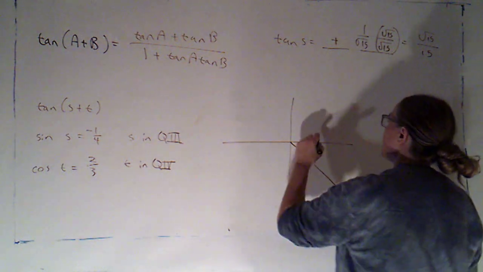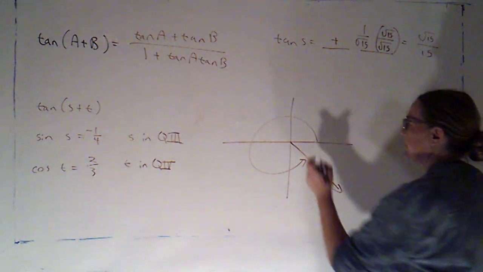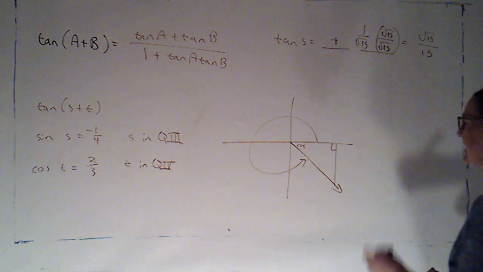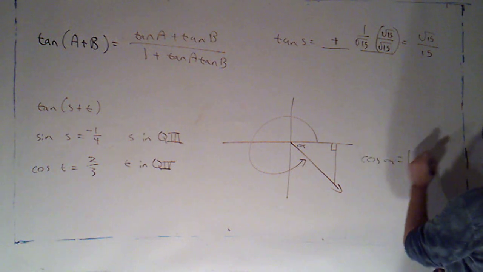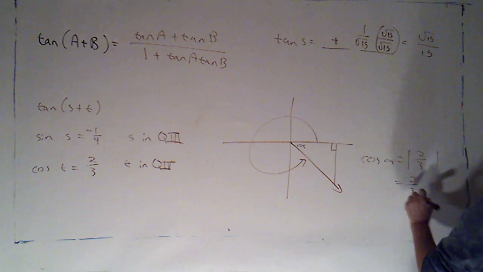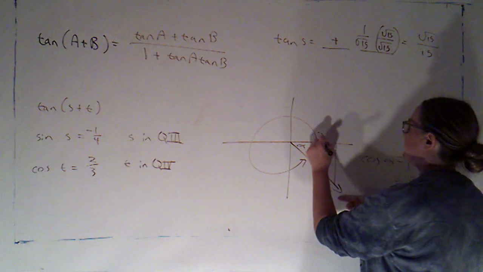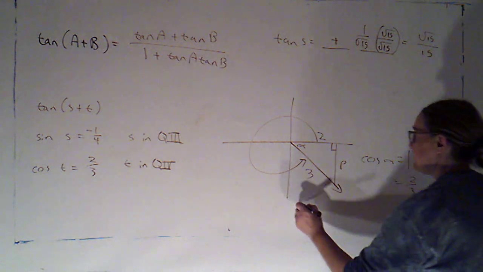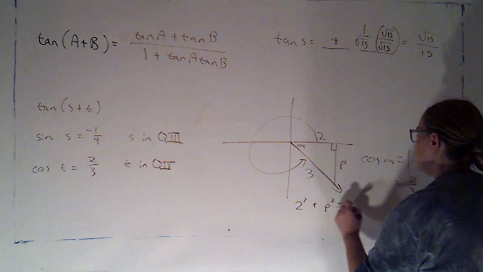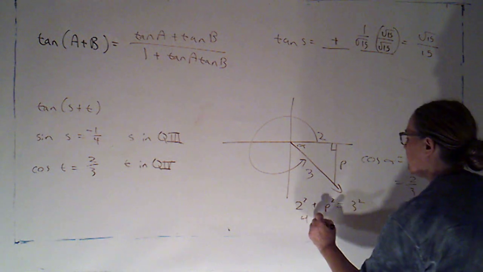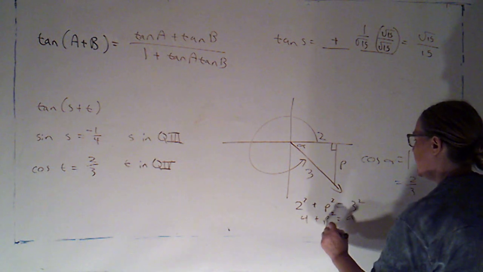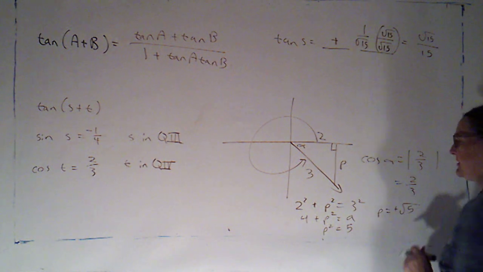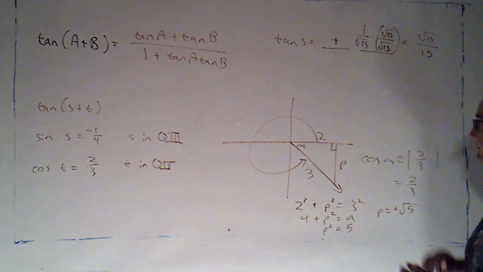So now let's do the same thing for t. So t is in quadrant 4. I'm going to label my reference angle alpha. I'm going to drop a perpendicular up to the x-axis. And I know that cosine of alpha is the absolute value of 2/3. So it's just 2/3. So I'll label the adjacent side 2, the hypotenuse 3, and now I want to solve for the opposite side. So 2 squared plus p squared equals 3 squared. 4 plus p squared is 9. P squared is 5. P would be positive square root of 5, because I'm solving again for a side length.